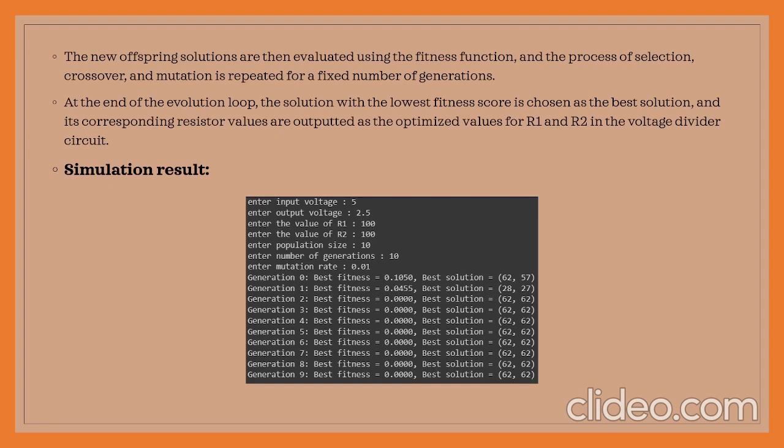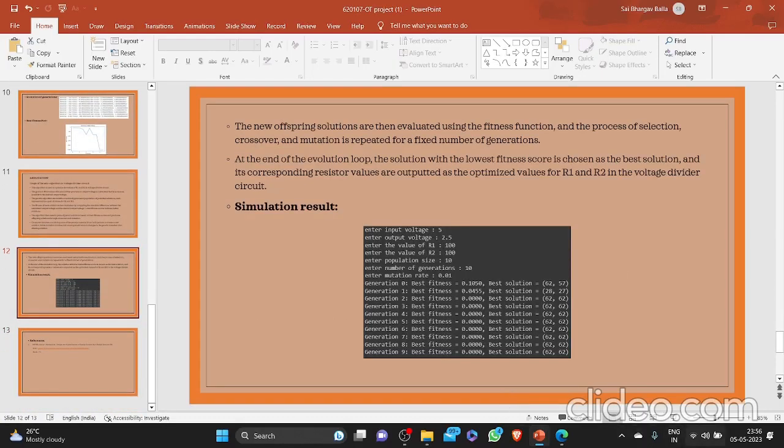New offspring solutions are evaluated using the fitness function, and the process of selection, crossover, and mutation is repeated for a fixed number of generations. At the end of the evolution loop, the solution with the lowest fitness score is chosen as the best, and the corresponding resistor values are output as optimized values of R1 and R2 in the voltage divider circuit. Let's see the code for this.